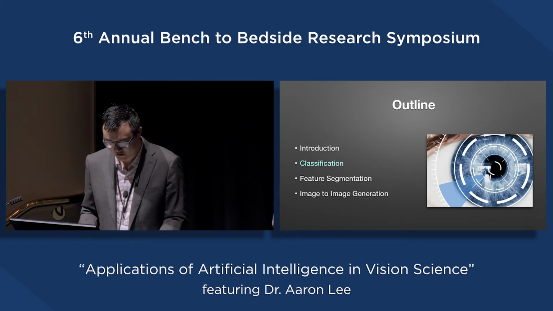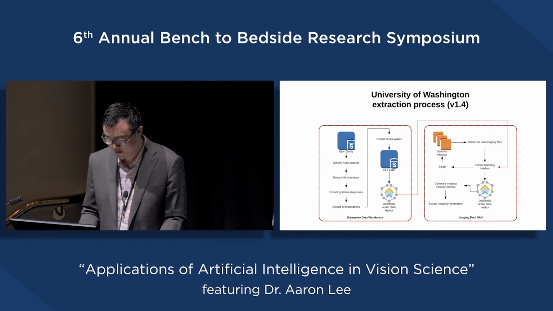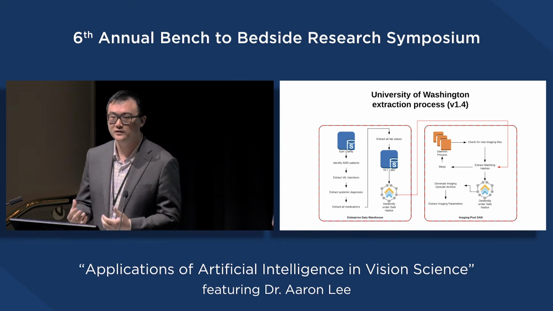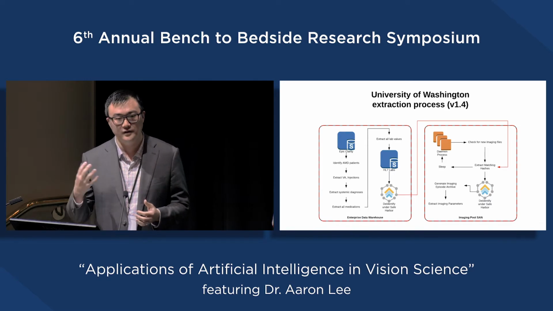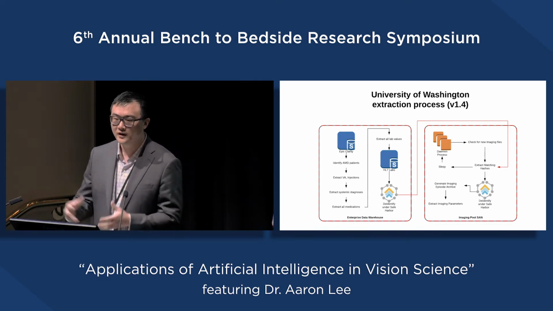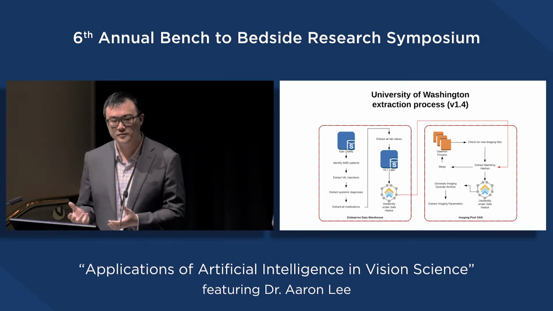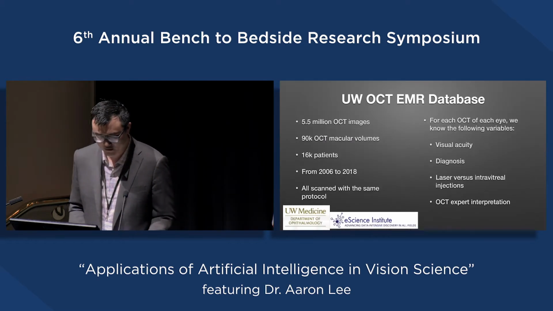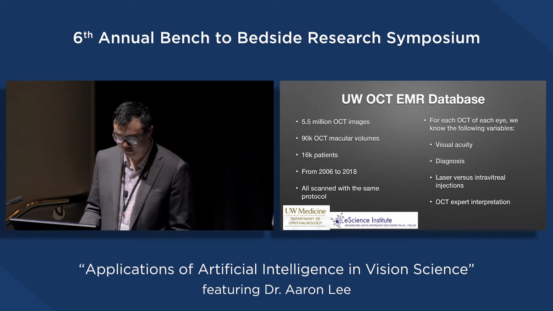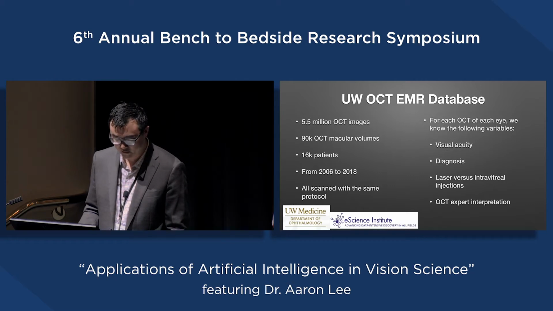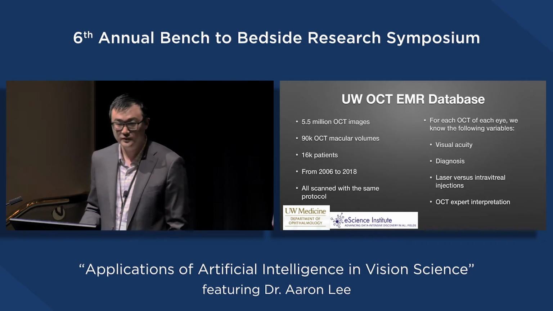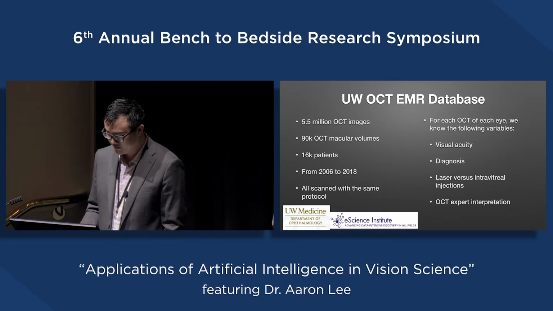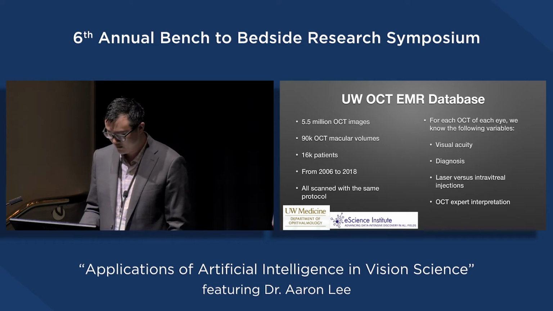I'm going to start by talking about our very first project that we did using deep learning. One of the things that I did when I first got to the University of Washington was start trying to engineer ways to collect massive amounts of data. I found a way to take all the data in our electronic medical record, extract and anonymize it, and then link it to all the imaging data that we were capturing so that we can build large labeled data sets. This is what I loosely call the OCT EMR database, and we have about 5.5 million OCT images, 90,000 macular volumes, 16,000 patients, more than 10 years of time, all scanned with exactly the same imaging protocol. And because we linked it through the EMR, we know their visual acuities, their diagnoses, what interventions they had, and the expert interpretation.